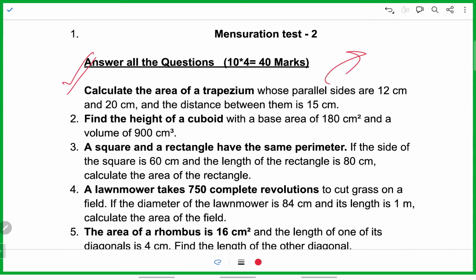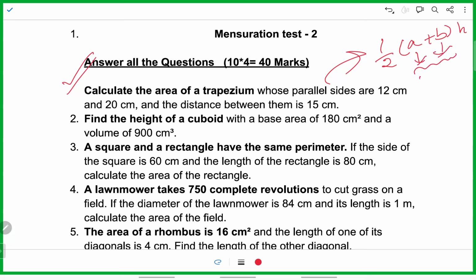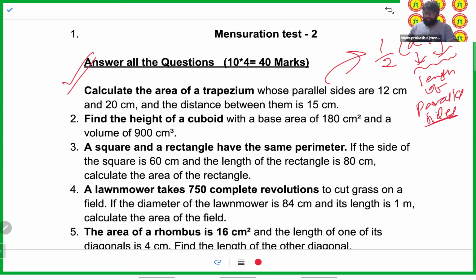What is the area of a trapezium? Half into (a plus b) into height. So what are a and b here? These are the lengths of the parallel sides. If you do this, first check the measurement units. Everything is in centimeters.